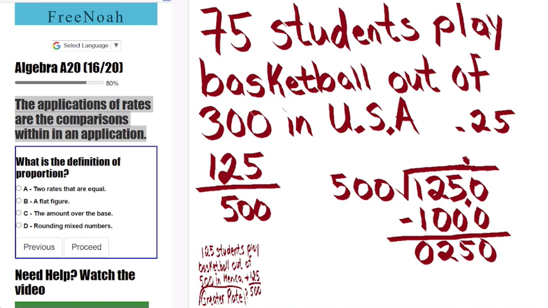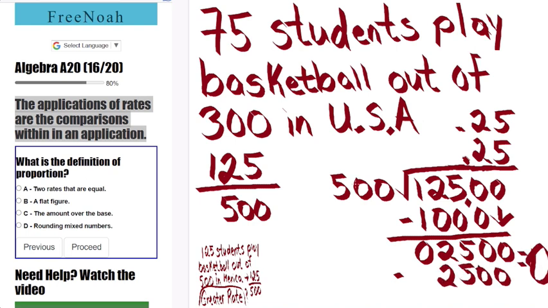And let's go ahead here and borrow another 0, drop it down, and we notice there that 500 goes into 2,500 5 times. 5 times 500 is 2,500, and 2,500 minus 2,500 gives us 0. So we're left with the same rate, ironically speaking.